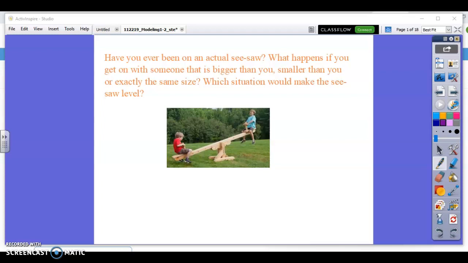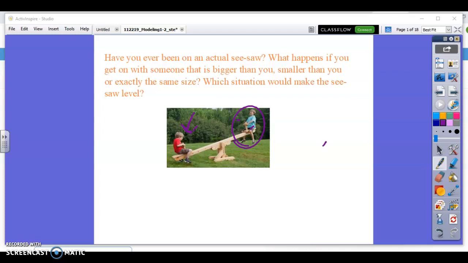All right, so if you get on with someone that is bigger than you, look at what's going on in this picture. This boy's a little bit bigger, and this boy's a little bit smaller, because if you weigh more, you're going to push down on the seesaw. So vice versa, this boy's a little bit heavier, so he's on the down part of the seesaw.